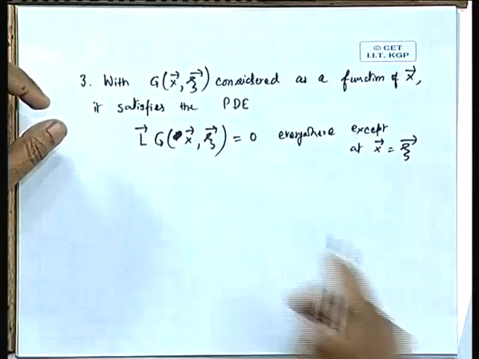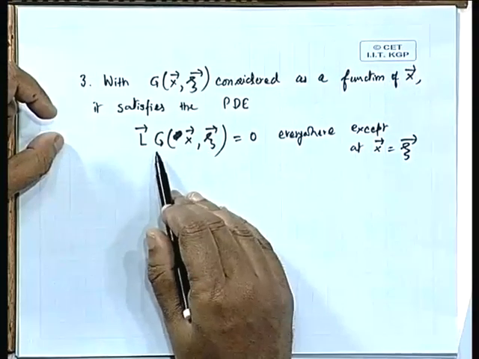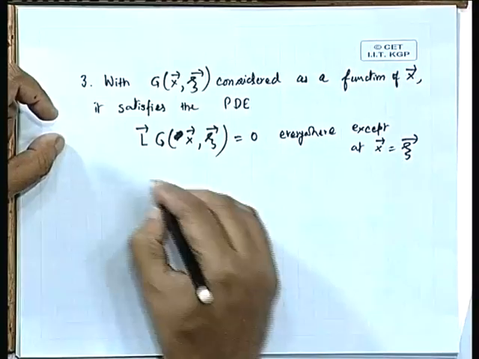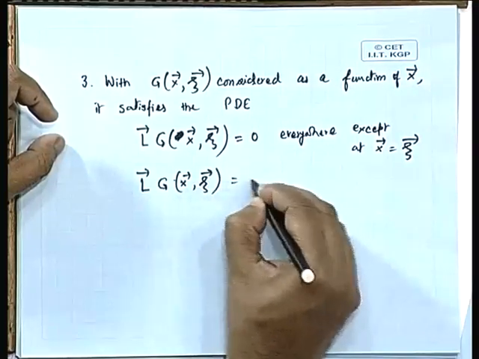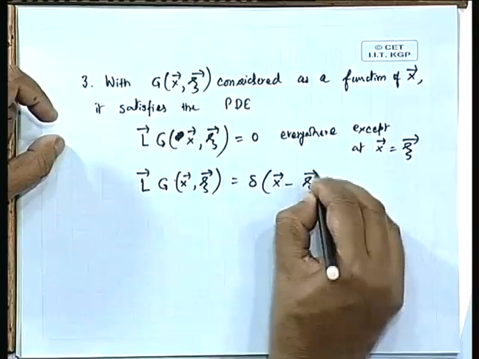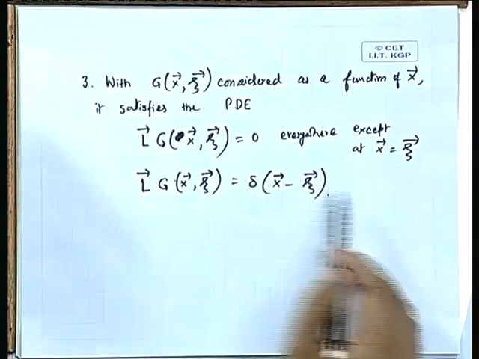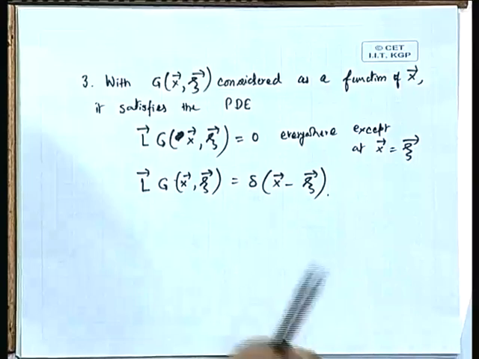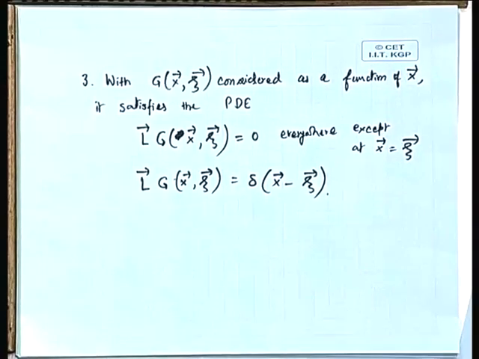Now, there is a different way of writing this, because here I wrote a statement that L operated on g of x zeta is equal to 0 except at this point. In mathematical language, I should write it more precisely as L g of x zeta equal to delta of x minus zeta. This means one and the same thing, because when x is equal to zeta, the delta gives us a value other than 0, and when x is not equal to zeta, the delta gives us the value of 0. So these are the three things.